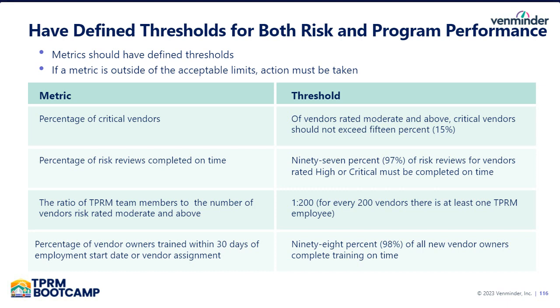Maybe with the risk reviews completed on time, we want that to be at 97% or higher. Or maybe the ratio of third-party risk management teams to the number of vendors: for every 200 vendors, we have at least one full-time employee. Whatever it is, you do need to set some thresholds.